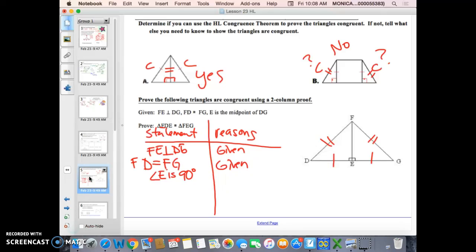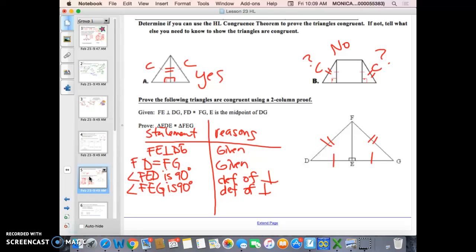But I'm going to have to say angle FED is 90 degrees. So FED is 90 degrees, and that would be definition of perpendicular. And then I can say angle FEG is 90 degrees. And once again, I'm going to write definition of perpendicular, because perpendicular means they form a 90-degree angle.